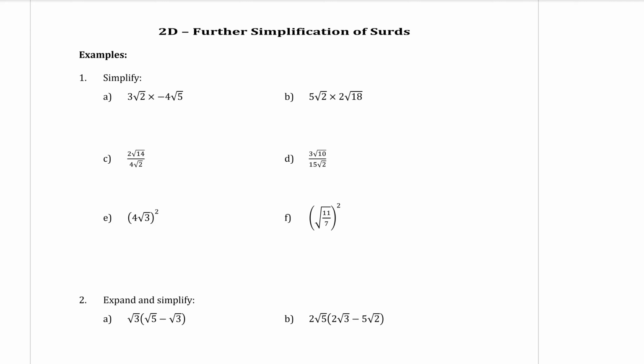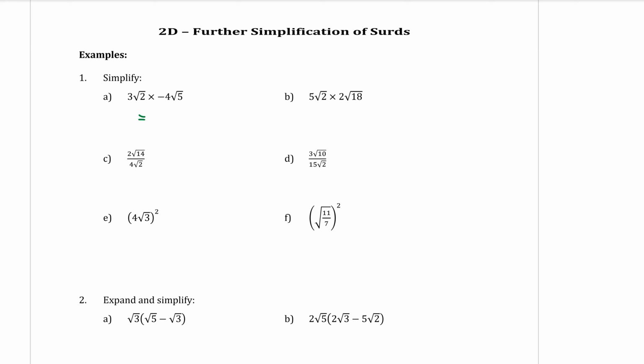Today we're going on with the multiplication and division of surds, including expanding brackets involving surds. So jumping straight into the examples, example number 1, I want to multiply 3 root 2 times minus 4 root 5. To do that, all you need to do is multiply the numbers at the front of the surds.